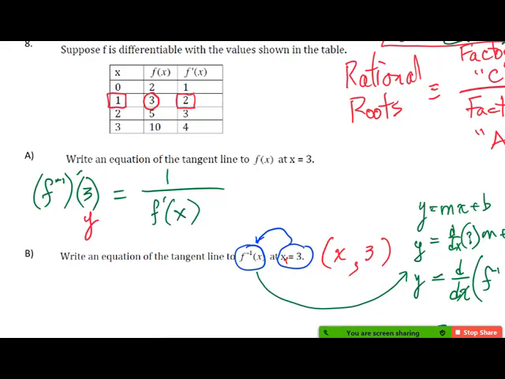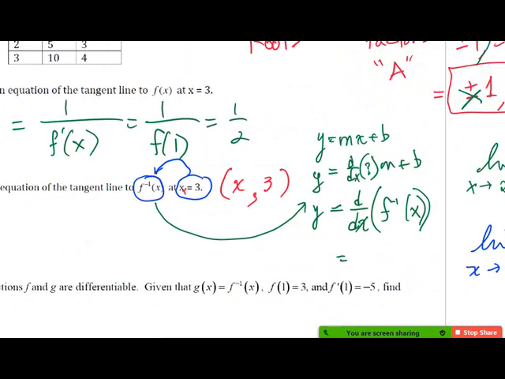So I'm going to rewrite this as 1 over f prime of 1, which is going to be equal to 1 over 2. And down in my line equation, I'm going to replace the derivative of the inverse with 1/2. At that point, it's smooth sailing. We'll just have to substitute x and y to find b.